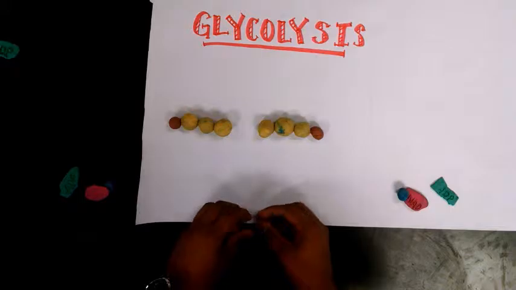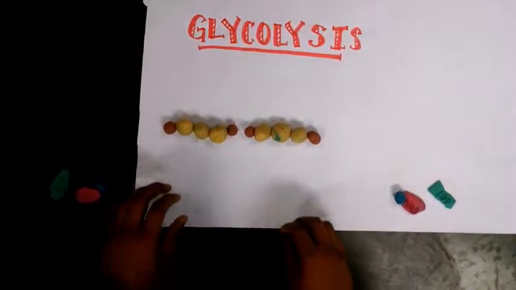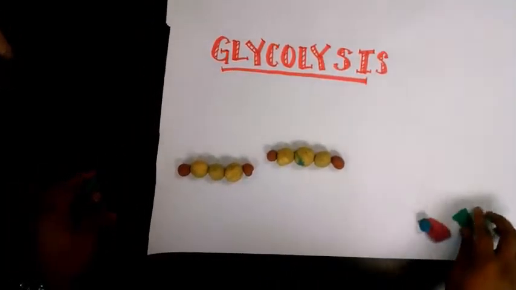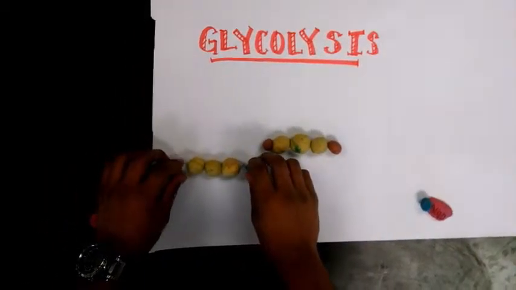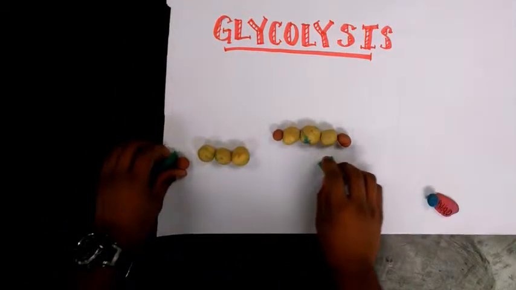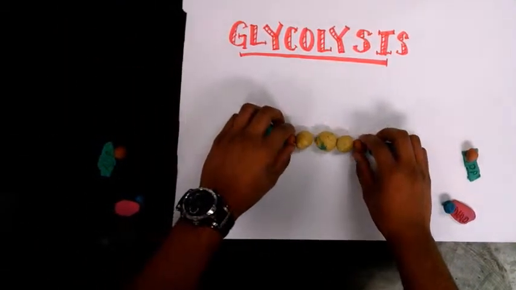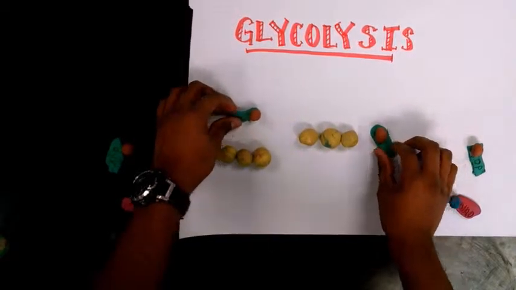Then, as 2 more phosphates attach to the ends, DHAP and G3P are created. Then, one by one, 4 ADP are converted to 4 ATP as they take the 4 phosphates from the DHAP and the G3P. And here we have 2 pyruvate molecules.